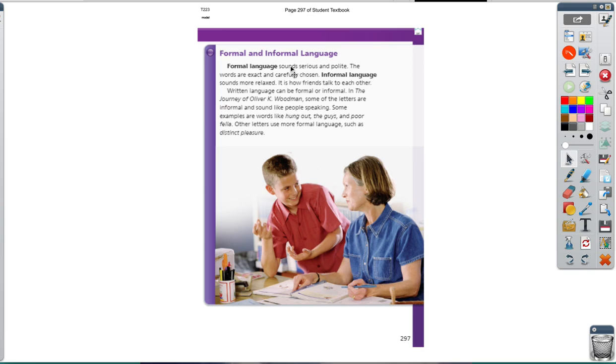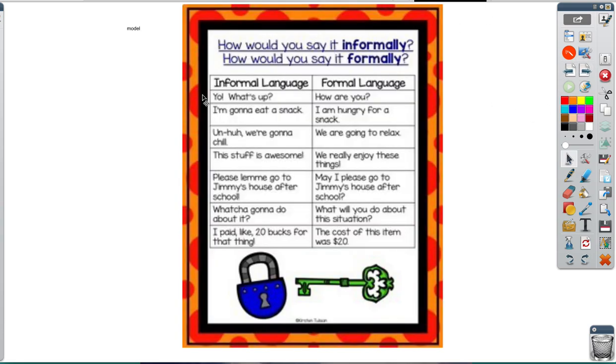In The Journey of Oliver K. Woodman, some letters are informal and sound like people speaking. Some examples are words like hung out, the guys, and poor fella. Other letters use more formal language, such as distinct pleasure. Let's take a look at a couple of examples of informal and formal language.